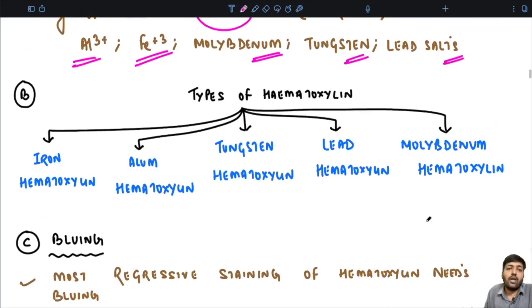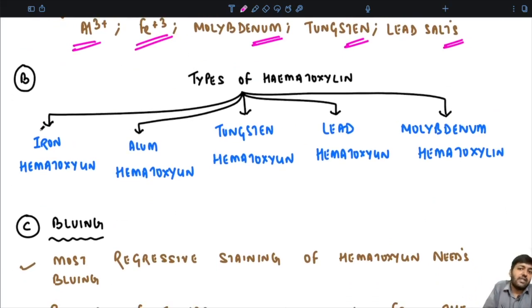Now let us see what the different types of hematoxylin available are. We have iron hematoxylin, alum hematoxylin, tungsten hematoxylin, lead hematoxylin, and molybdenum hematoxylin. So whatever you are seeing here, iron, alum, tungsten, lead, molybdenum, these are all acting as mordants.